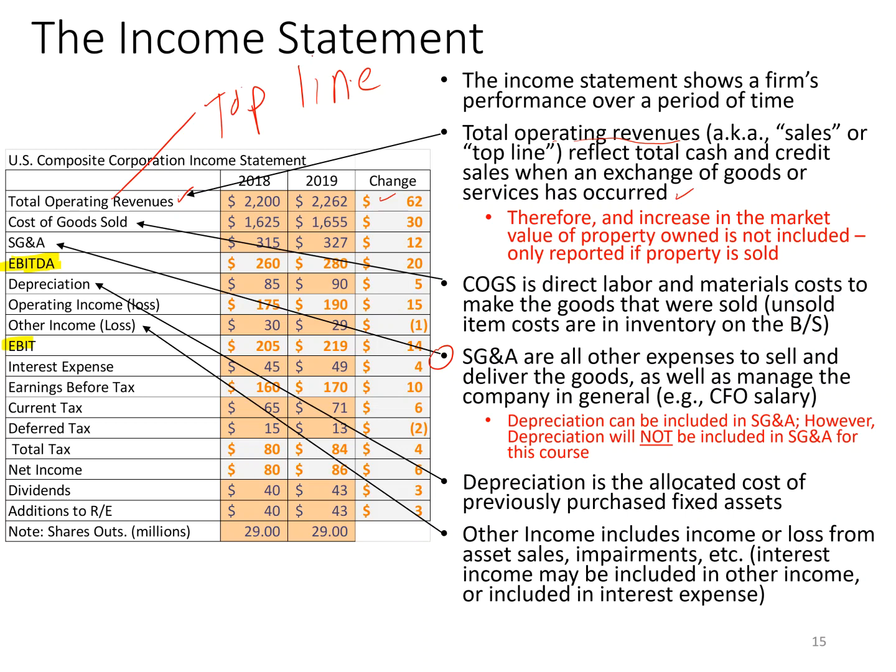SG&A, selling, general and administrative expense, includes all other expenses to deliver the goods, as well as, say, the management of the company, the CFO salaries in there. So if I take my total revenue minus my cost of goods sold and SG&A, I get my EBITDA, earnings before interest, tax, depreciation, and amortization.